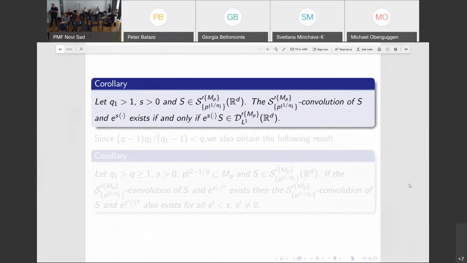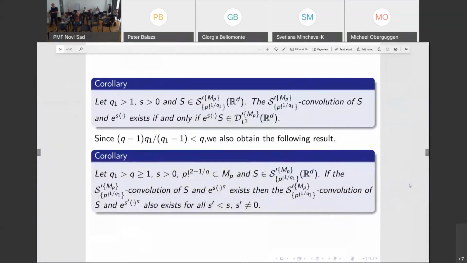And once again, this lemma: if the convolution exists, then the convolution also exists for every S prime less than S, wherever this is not 0.